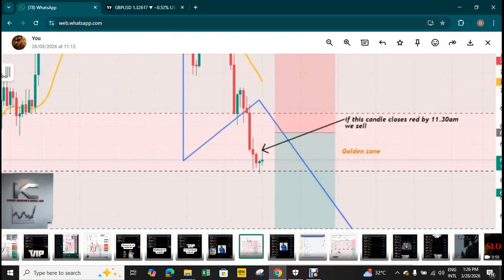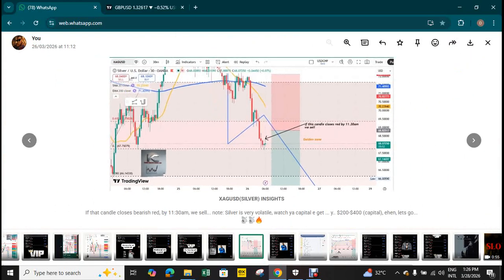Okay, you can see if this candle closes red by 11:30 a.m. we sell. Now if that candle closes bearish red by 11:30 we sell. Note, silver is very volatile. Watch your capital. You get the point now.